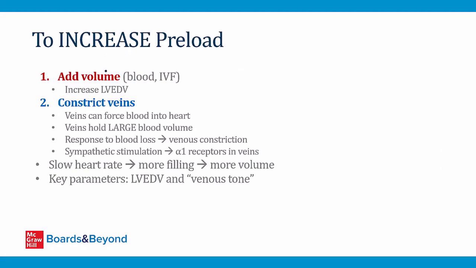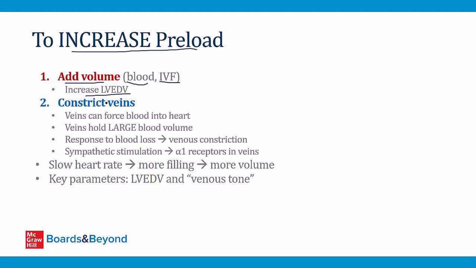So one of the first ways to increase preload is to simply add volume to the body. So if you infuse a unit of blood in a patient or you administer IV fluids like normal saline to a patient, that's going to increase the amount of volume in the body. It's going to increase the amount of volume going back to the heart, and that's going to raise the preload. This is going to increase the LV EDV, just like we talked about on the last slide, and do all those things we talked about that happen when preload goes up.